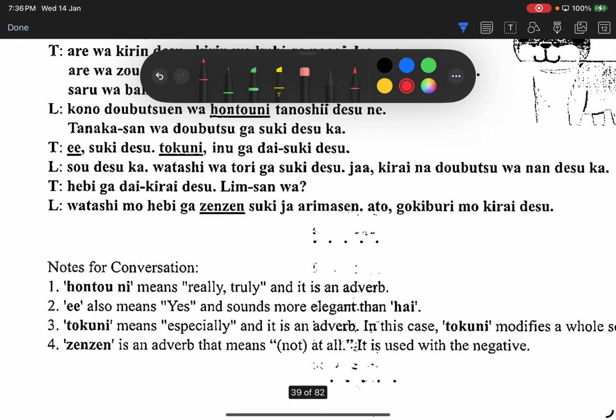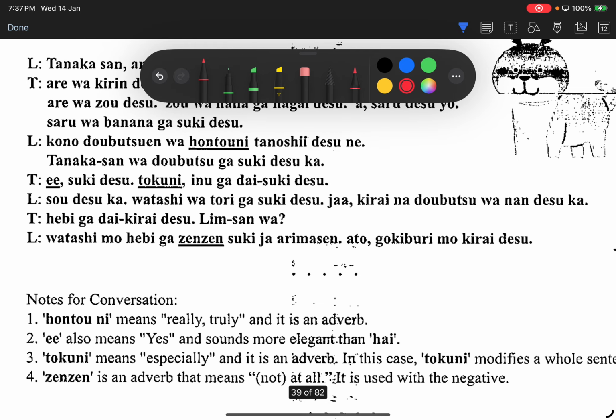Okay, then he replies, eh. So this eh is an agreement. How to agree in Japanese, right? It's like hai. But instead of saying hai, they can say eh. So instead of saying yes, you just say yeah. Right? It's a bit softer but still agree. Right? Eh, suki desu. Tokuni. So tokuni means especially. Right? Especially. So especially, inu ga daisuki desu.